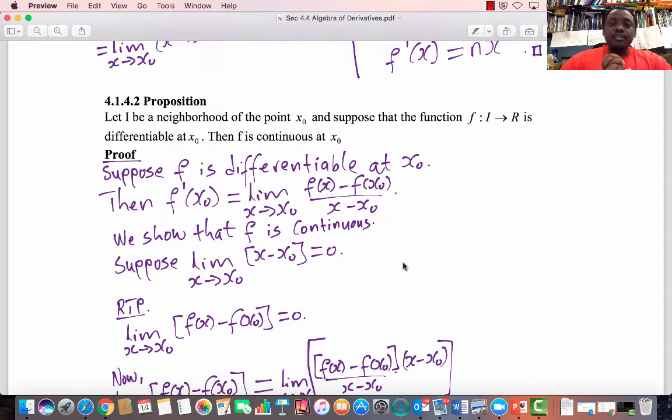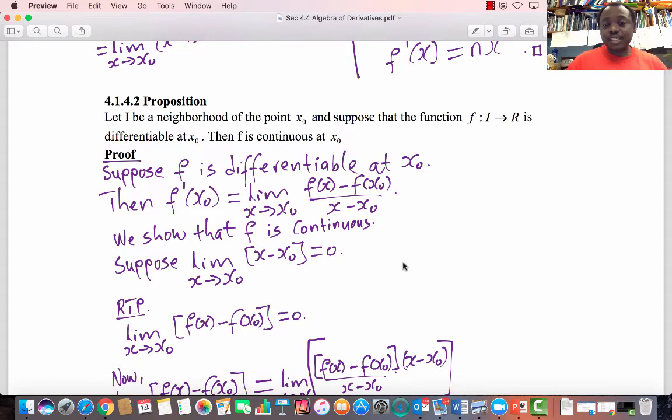Let's check that out. Subsection 4.1.4.2, Proposition. Let I be a neighborhood of the point x naught. And suppose that the function f from I to R, the set of real numbers, is differentiable at x naught. Then we can conclude that f is continuous at x naught. Interesting. So the converse is true.